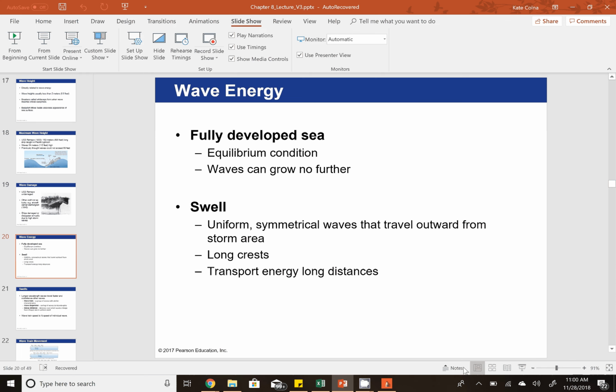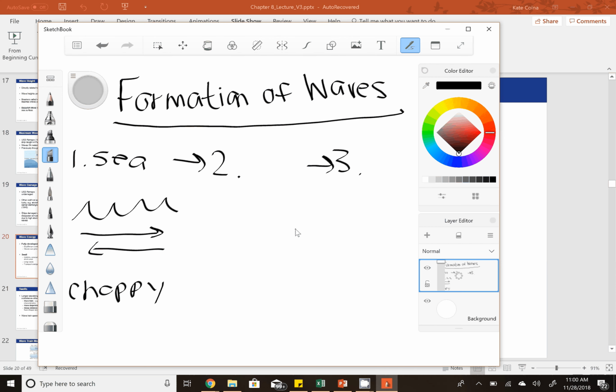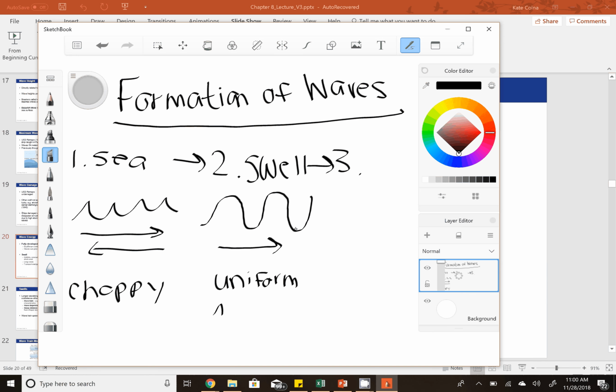If we were going to move on from our sea to the swell, our swell would look more like this, moving in one direction. Now they're uniform and they're going in one direction, versus the sea where they're going in many directions.